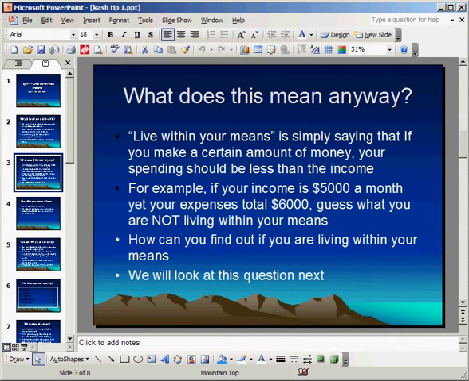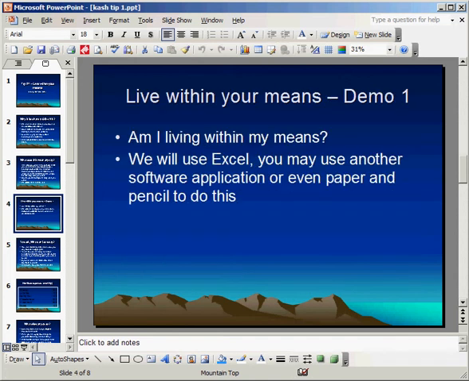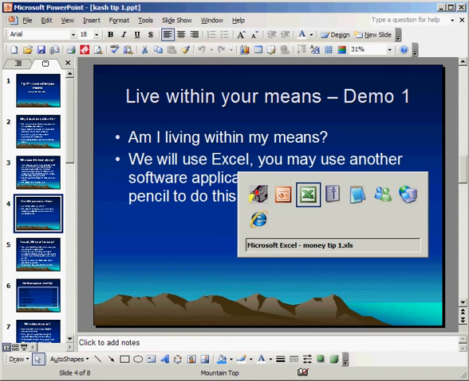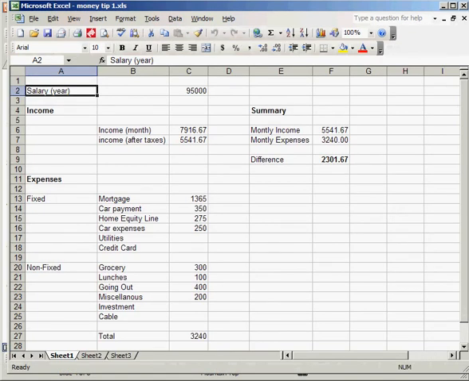So if you wanted to find out if indeed you are living within your means or not, how would you do that? Well, let's go ahead and look at this question next. I will use my personal example to go through this demo, which is demo number 1, live within your means. We will use an Excel sheet for this purpose. You may choose to use another software application, or you don't even have to use a computer. You could simply do this on paper and pencil. So bear with me, I'm going to go ahead and switch to Microsoft Excel.